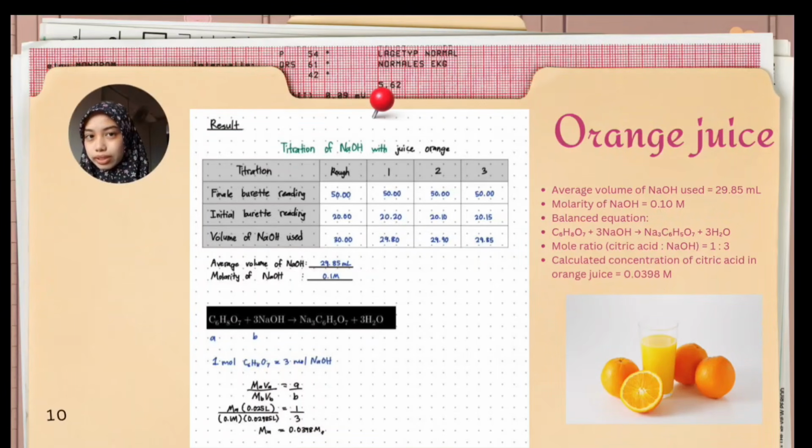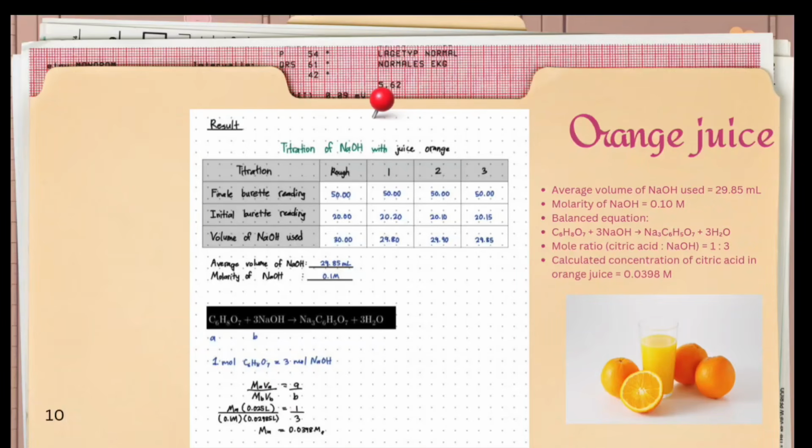First is orange juice. It required the highest average volume of sodium hydroxide, which was 29.85 milliliters. Since more sodium hydroxide is needed to neutralize a larger amount of acid, this indicates that orange juice contains the most citric acid. Based on our calculation, its citric acid concentration was 0.039 molar, the highest among the three beverages. This is expected because oranges naturally contain a high amount of citric acid, which gives them their characteristic sour taste.